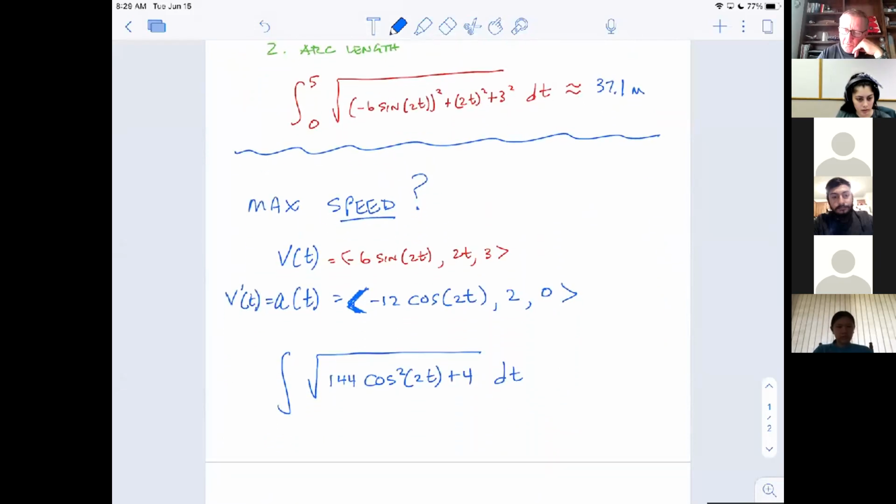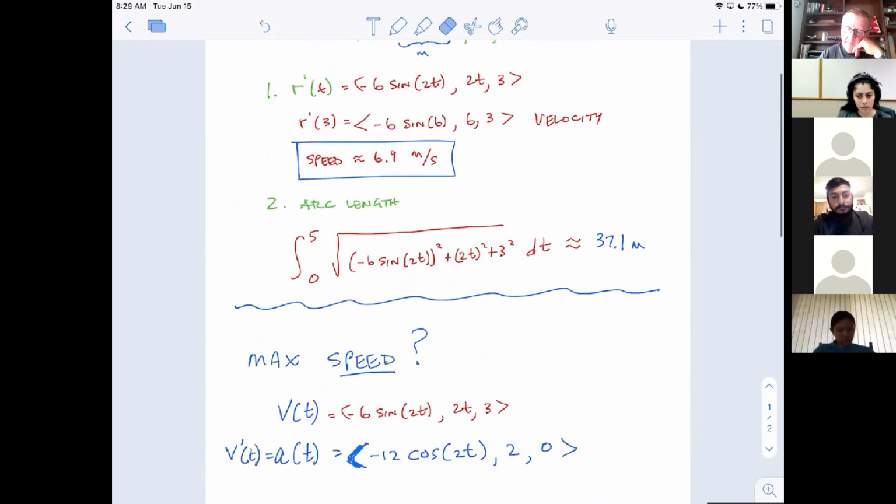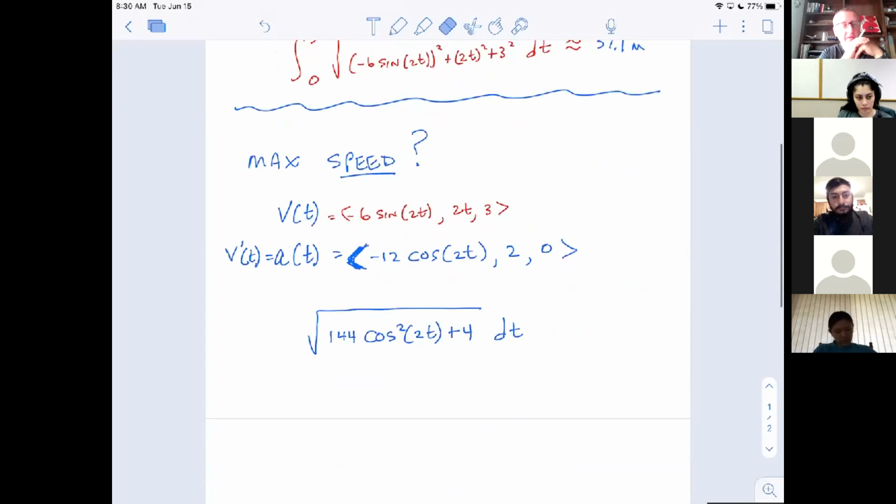Wait, this isn't an integral, you should say. That's what we did for arc length. But speed was just the Pythagorean theorem, right? So isn't that the speed?